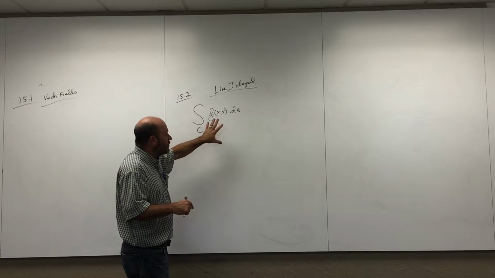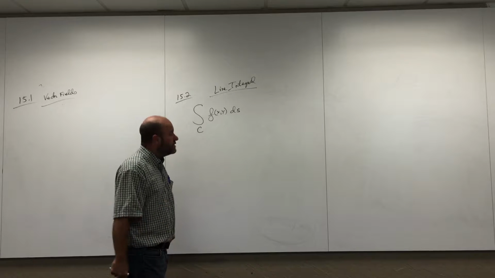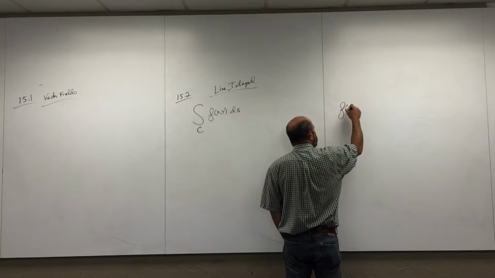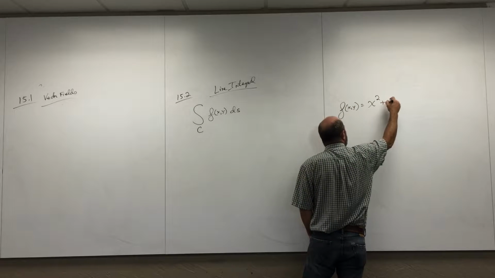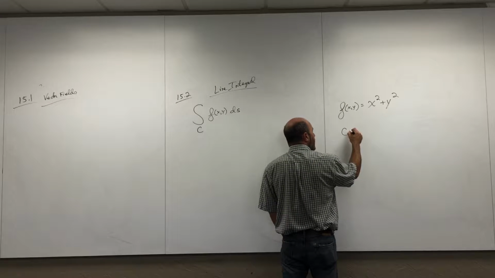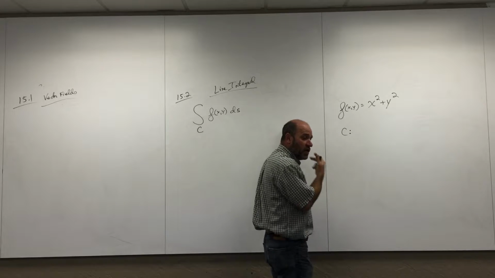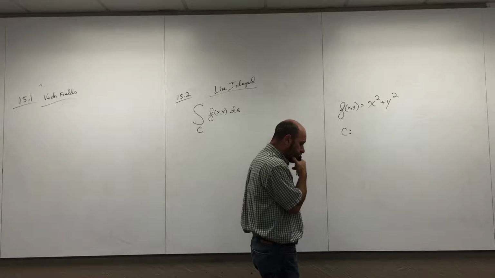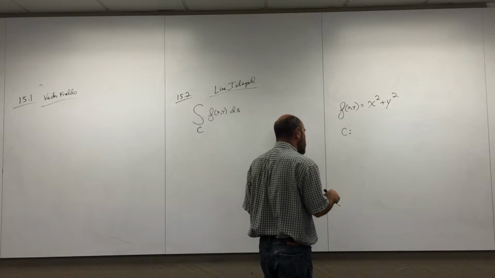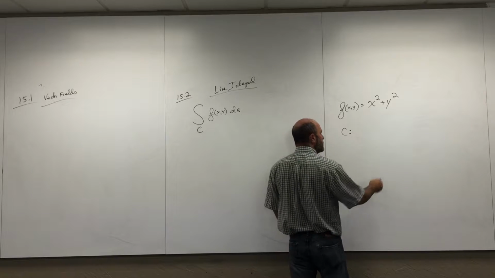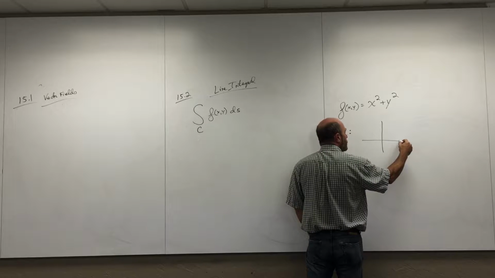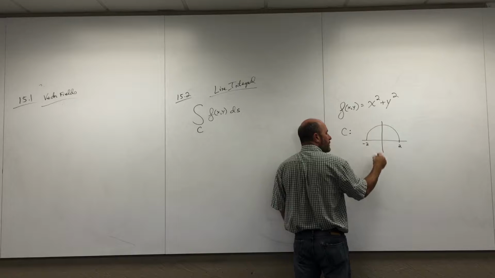So this is interesting, and it takes a little work. We should actually do a problem. Let's just say then that I have this function, x squared plus y squared. I'm not trying to get too complicated. Let's say, though, that I'm integrating along this curve, and I describe this curve to you. The curve is this semicircle from 2 to -2.